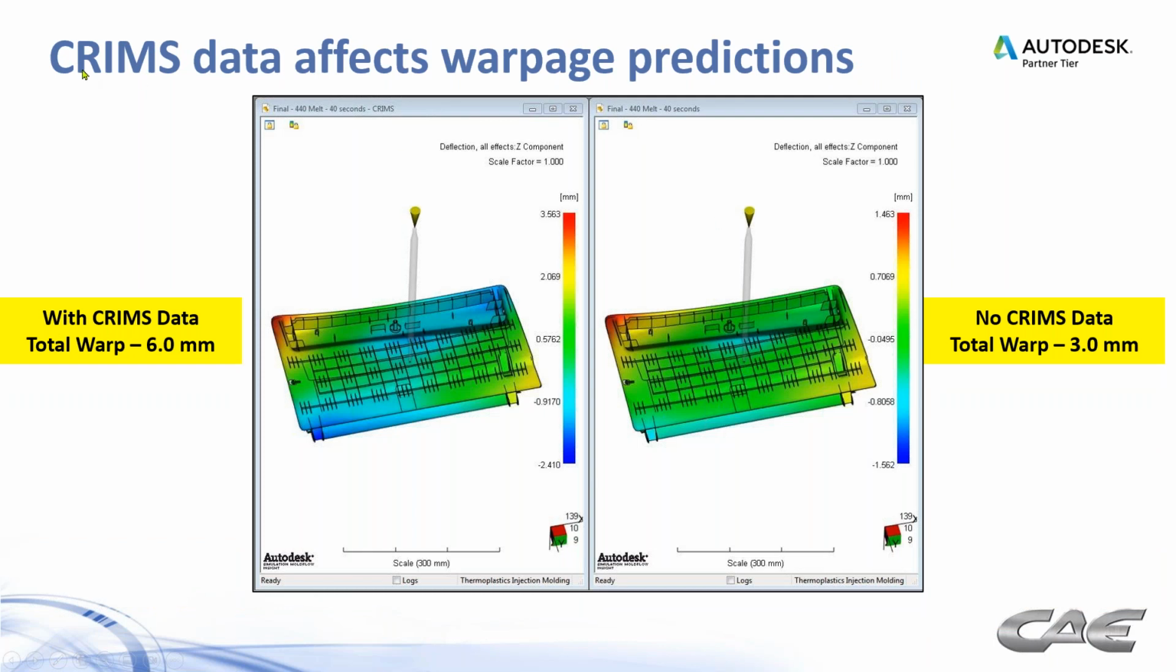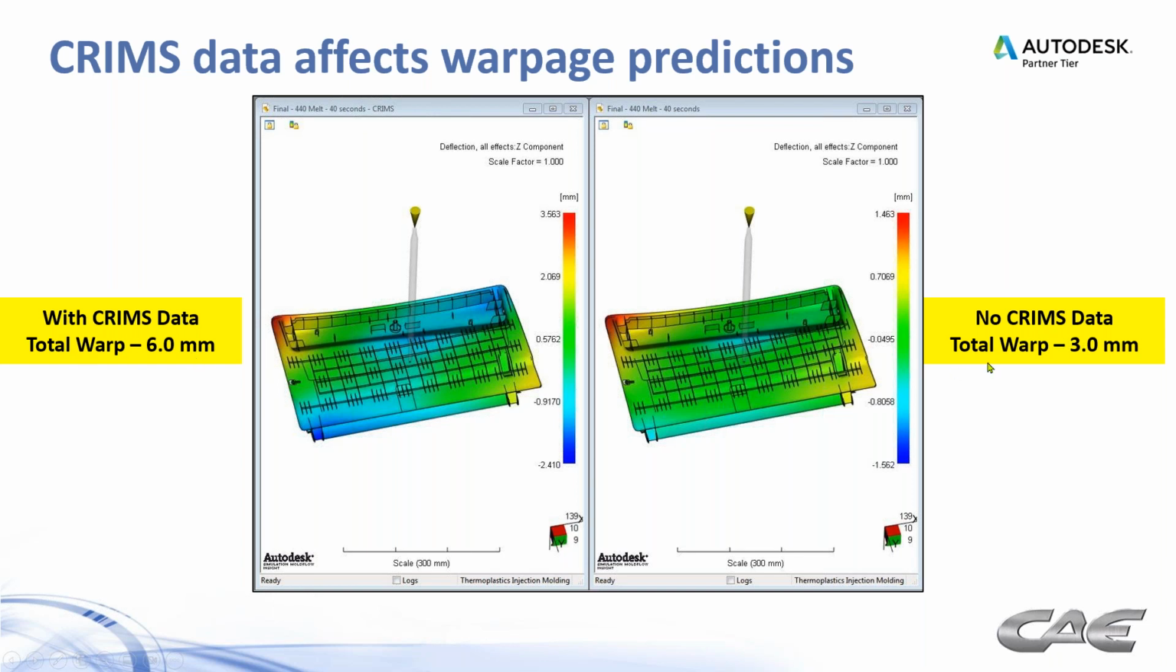And Moldflow uses something called CRIMS data. And in this case, you can see what happens, right? And this was an example where they ended up having to rebuild the cavity side of the tool to redo the runner system, because originally this analysis was done without CRIMS data.